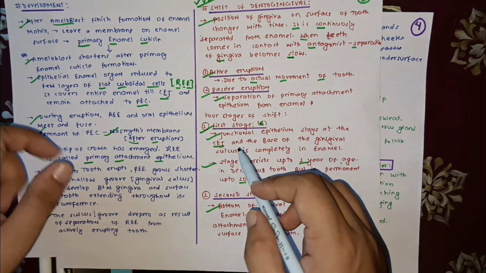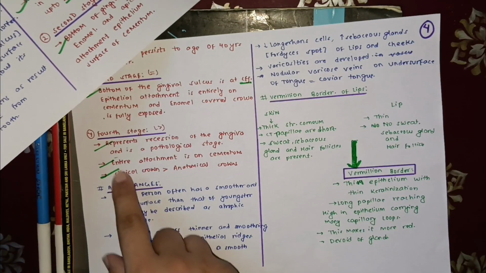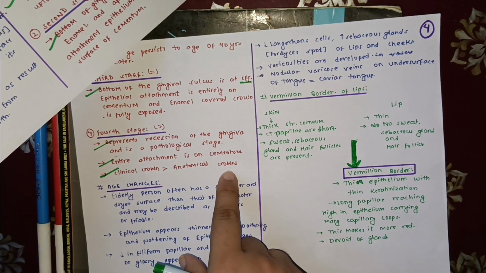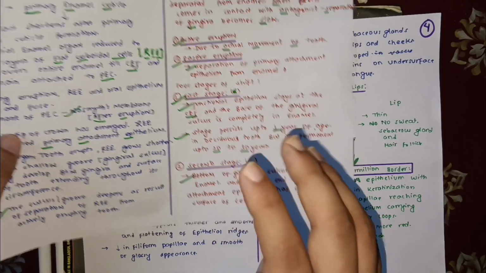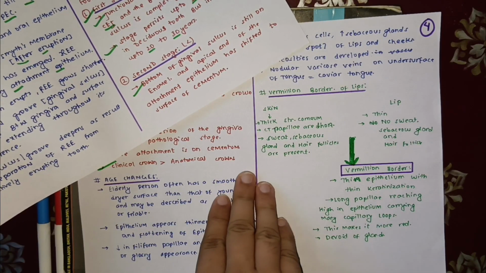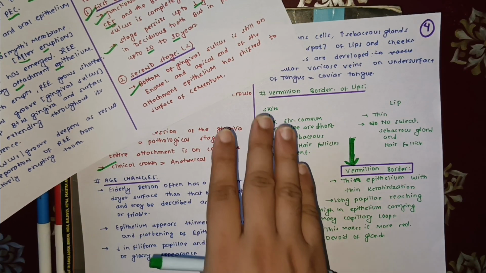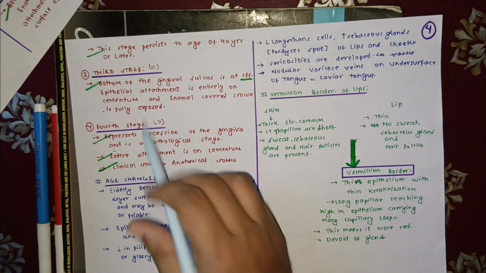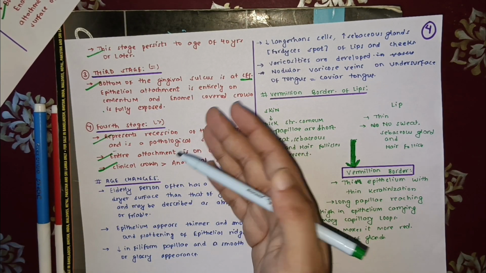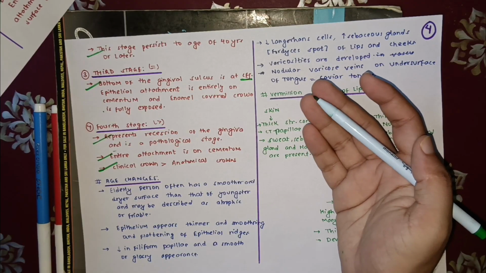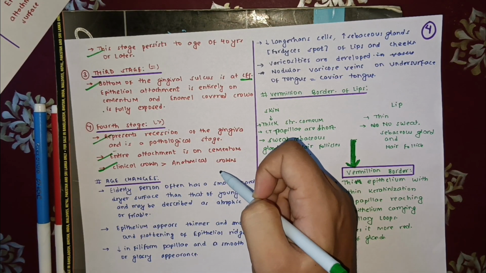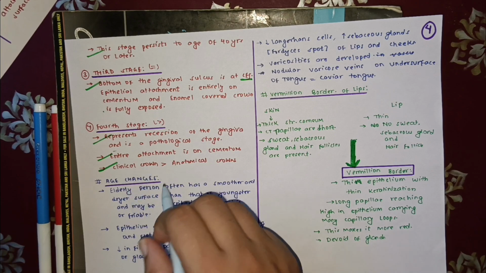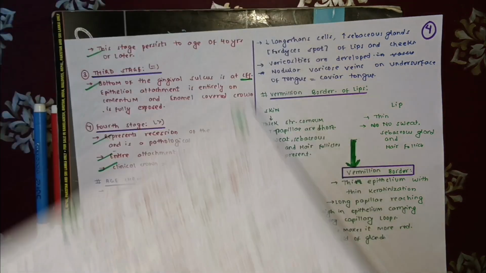In the fourth stage the clinical crown is greater than the anatomical crown, but in the first stage and the second stage the clinical crown is smaller than the anatomical crown. In the third stage the clinical crown equals the anatomical crown, and in the fourth stage the clinical crown is much greater than the anatomical crown. Once you watch that video about those crowns, you will be clearer.